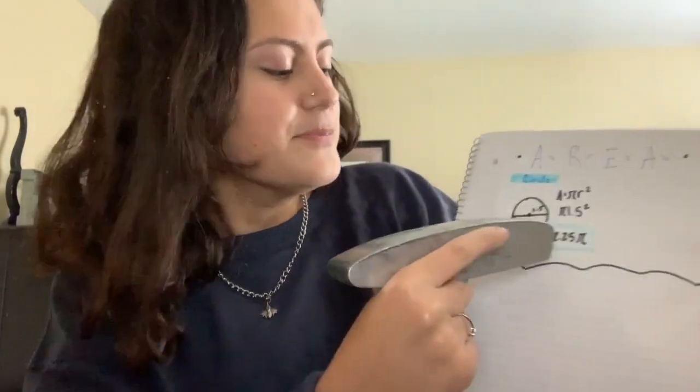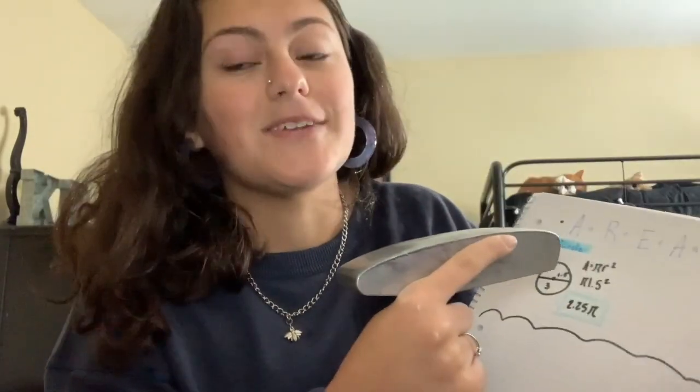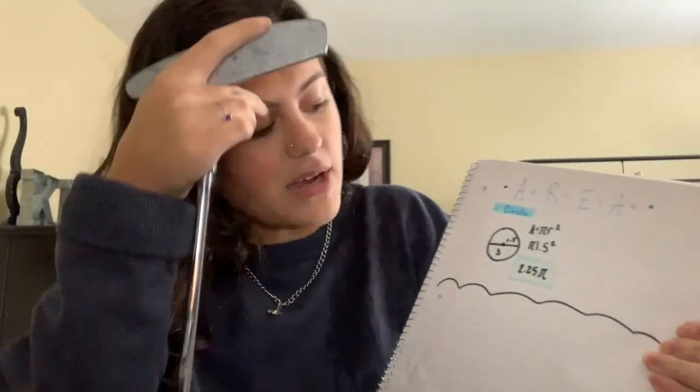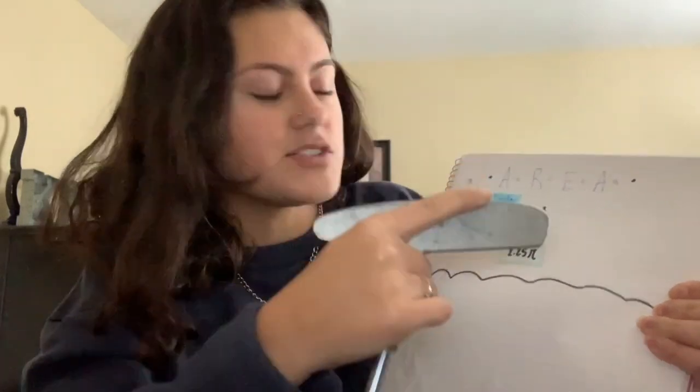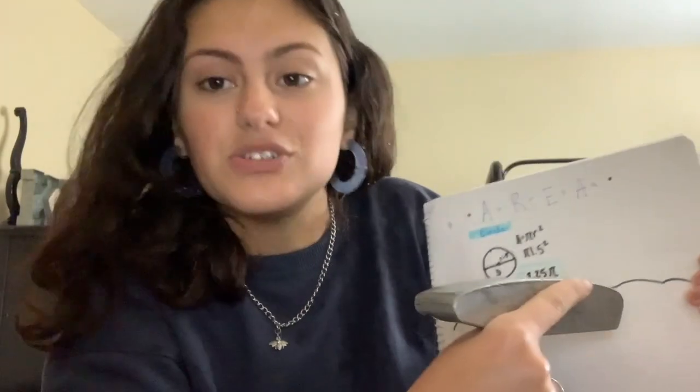So the diameter was 3, but the radius is 1.5, and we need to focus on the radius. We already know our formula, pi r squared. So you plug in your numbers. 1.5 squared is 2.25, and so the answer would be 2.25 pi.